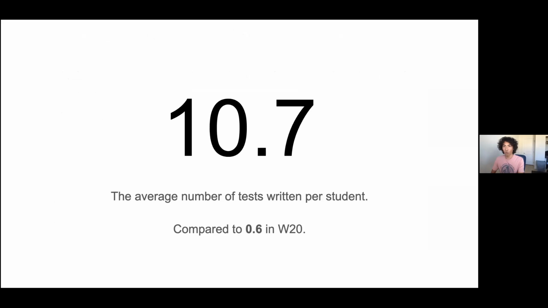So worth pointing out here is that if you average the number of tests over the number of students, it results in an average of 10.7 tests per student, as compared to winter 20, where we had an average of 0.6 tests per student.